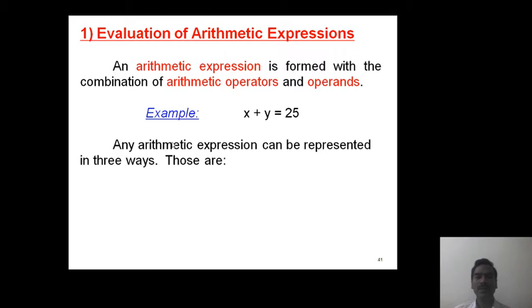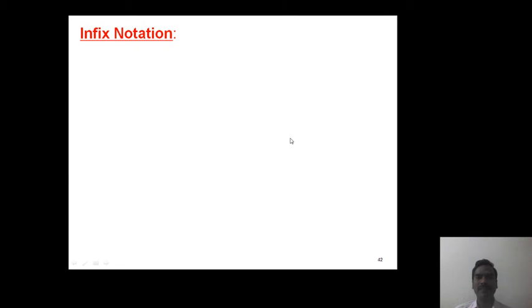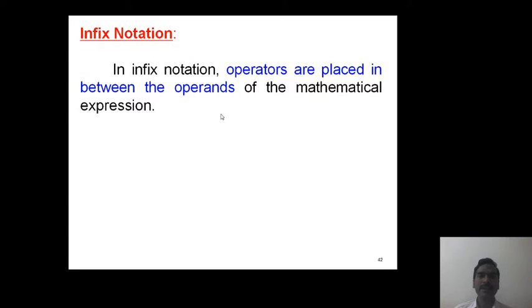Now when we take any arithmetic expression, it can be represented in three ways: infix notation, prefix notation and postfix notation. Infix notation. In infix notation, operators are placed in between the operands. Such type of expression is known as infix notation.